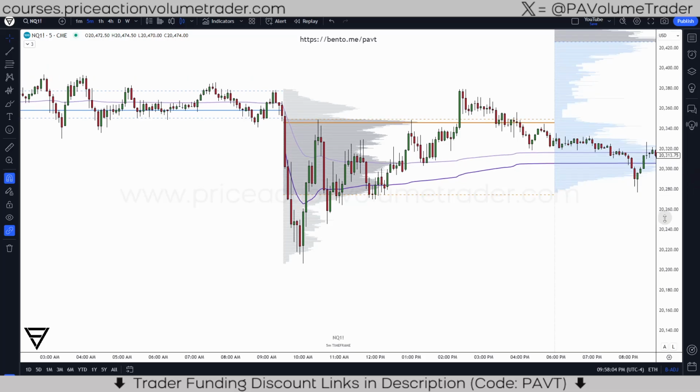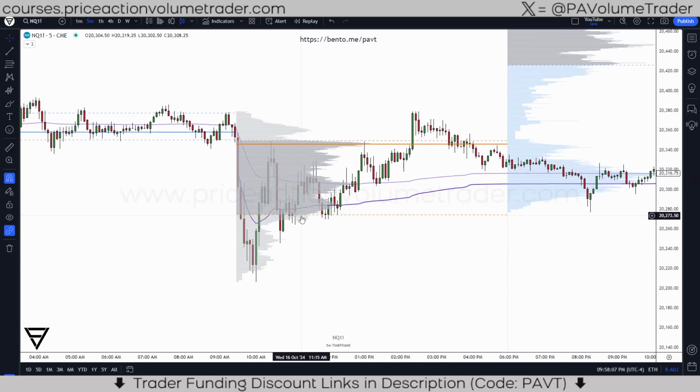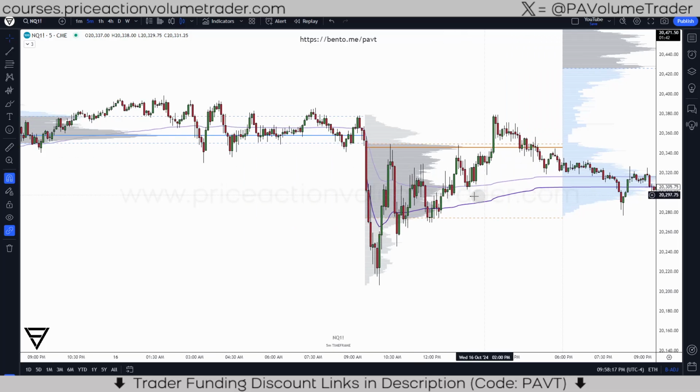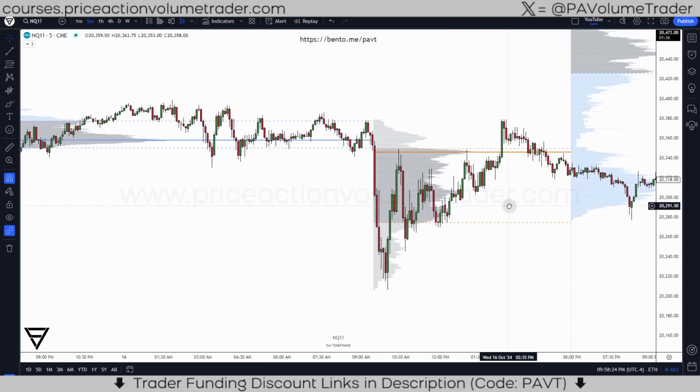So this session was not as trending. When we don't have big trending sessions, VWAP does tend to be chopped up around more. So in this case, we did not get very clearly defined opportunities right off of VWAPs. So I'll take those off.